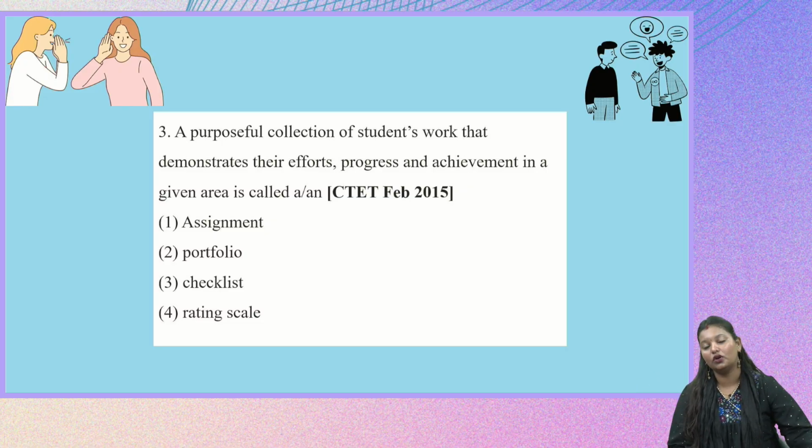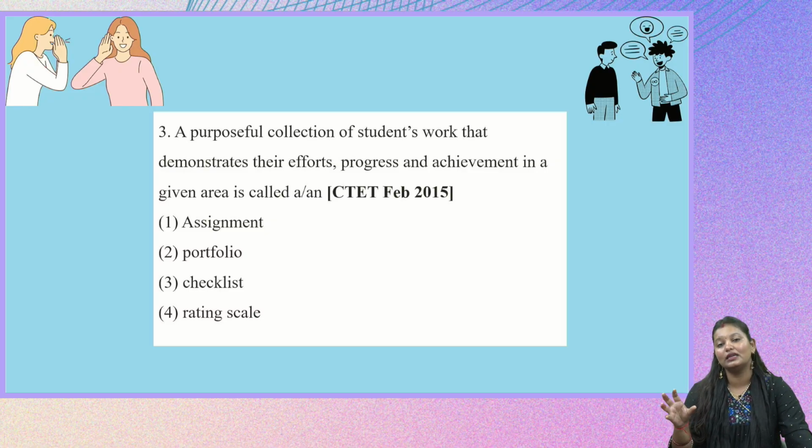That is what anecdotal record will consist of. When it comes to portfolio, it is basically a collection of students' work and how they are progressing in their learning and achievement in a particular area or topic or in a particular class. The next one that we have here is checklist. So checklist will basically assess the presence or absence of certain skills in the learners or not.